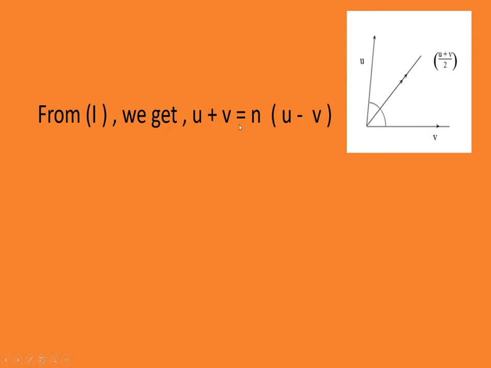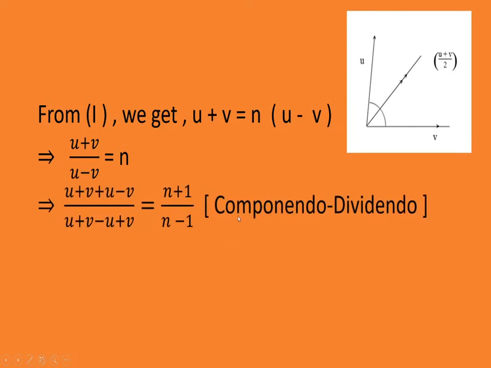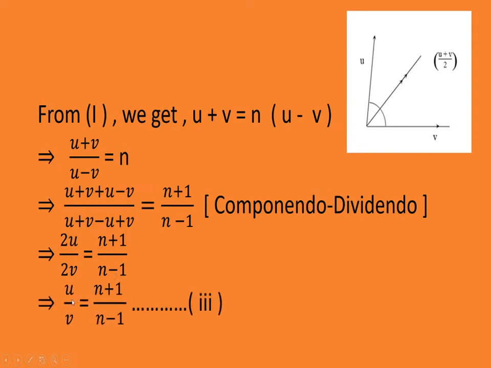From 1 we get u plus v equals n into (u minus v). After calculating, (u plus v) by (u minus v) equals n. By componendo and dividendo, we get (u plus v plus u minus v) by (u plus v minus u plus v) equals (n plus 1) by (n minus 1). Then we get 2u by 2v equals (n plus 1) by (n minus 1). Finally, we get u by v equals (n plus 1) by (n minus 1), which is equation number 3.